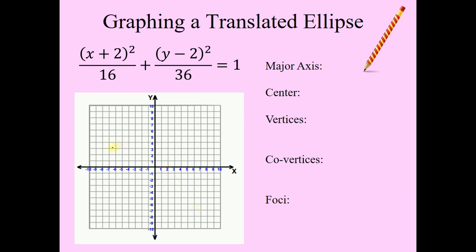So I have the ellipse x plus 2 squared divided by 16 plus y minus 2 squared divided by 36 equals 1. Very first thing, 36 is under the y. It is the bigger number. That tells me I have a vertical major axis. This is going to be an up and down ellipse. My center is located at x is -2, because that's opposite of that, and 2 for the y. So I'm going to make that note, -2, 2. I'm going to put a big C by it so I don't lose it.